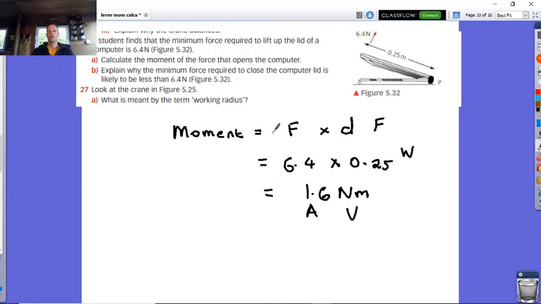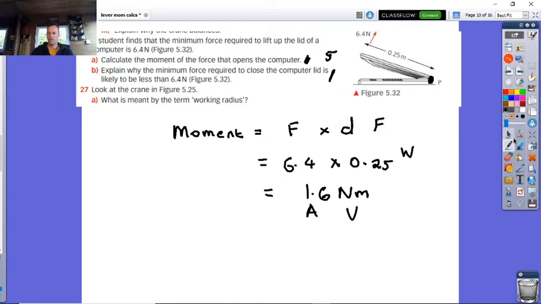But again, you're going to get little things like this appear to explain why the minimum force required to close the computer lid is likely to be less than 6.4. And this part of the question, to be honest, is about grade 5 and beyond, probably like grade 7-ish. And the reason why comes up here.